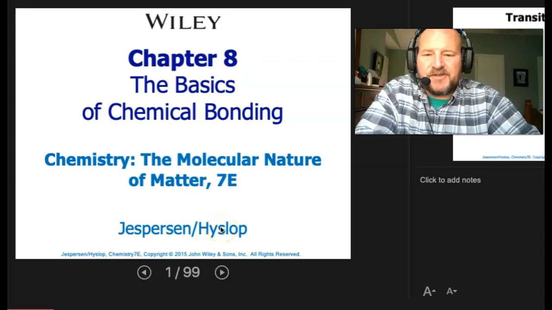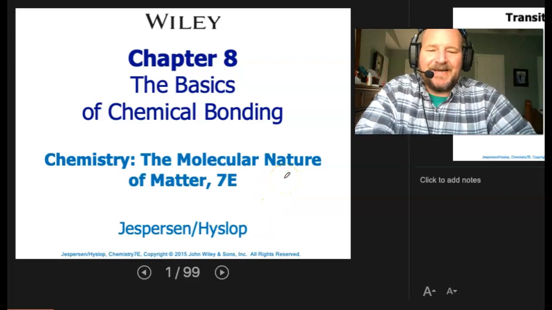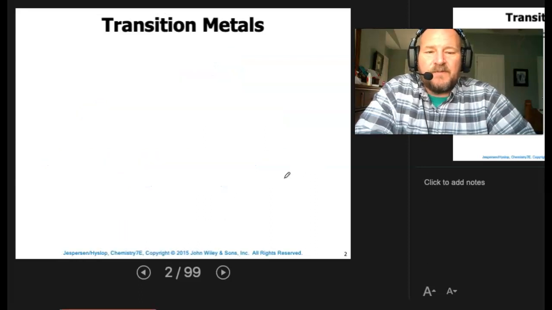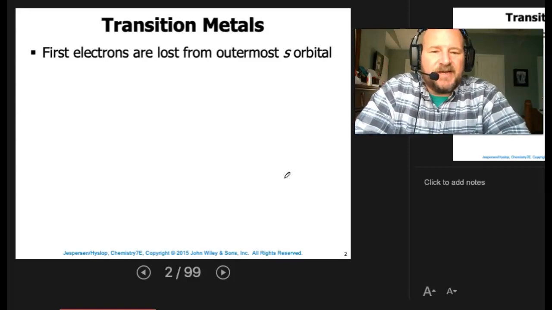All right, so the second session here for Chapter 8, the basics of chemical bonding. If you recall, we had left off with making electron configurations for ions and using that to give some insight into the octet rule. We got to transition metals, and that's where we paused. So first, we'll look at the electrons that are lost from the outermost s orbital.